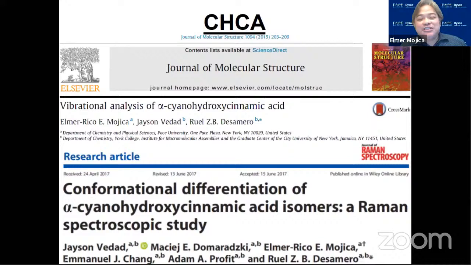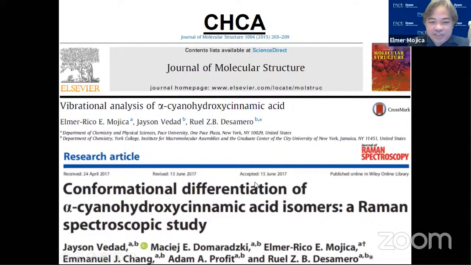And one of the matrices that they use is cyanohydroxycinnamic acid. I was always fascinated with cyano. Cyano is unique because you can find it around the 2200 to 2300 region. Because I have all the leeway to do any research in the lab, I compared the derivatives of cyanohydroxycinnamic acid to answer the question: why is it effective as a matrix for MALDI while its isomer is not?